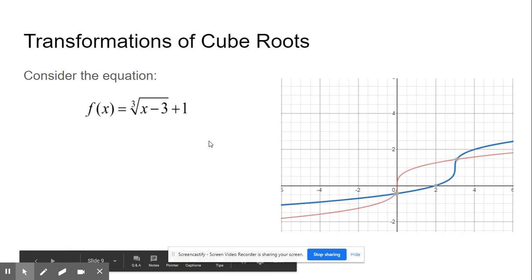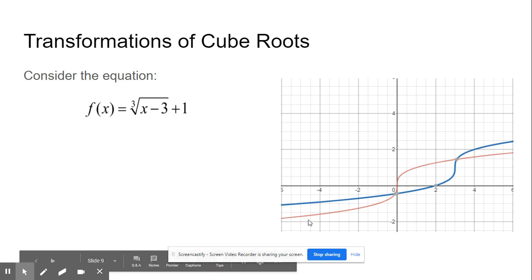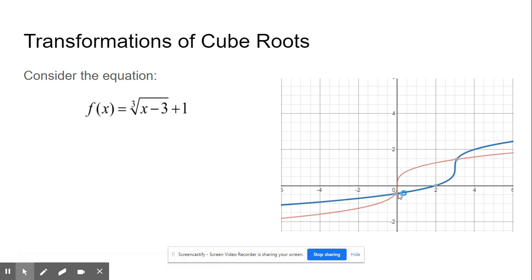Transformations of cube roots are similar with transformation of quadratics. Consider the cube root of x minus 3 plus 2. The graph in red is the cube root of x, and then we've moved it over 3 and up 2 to create the graph in blue.